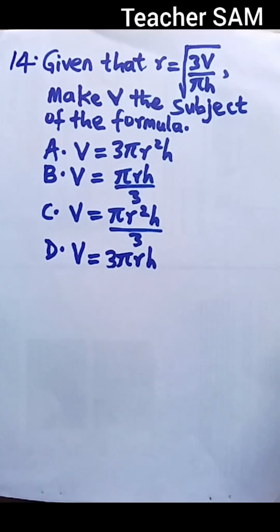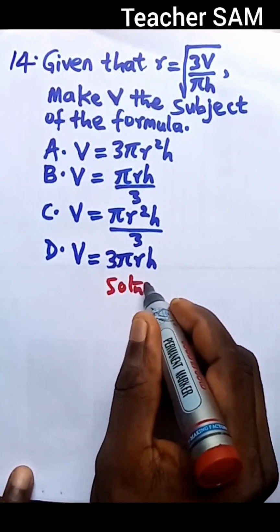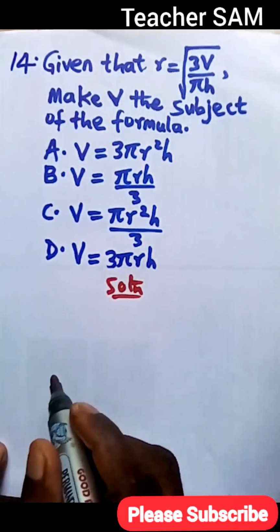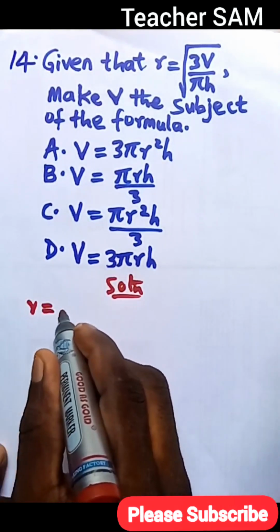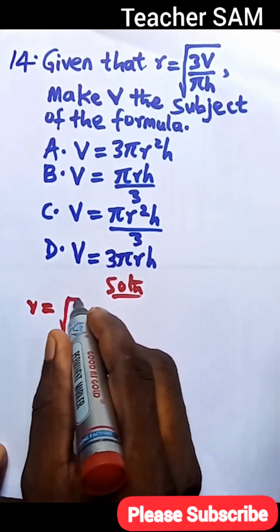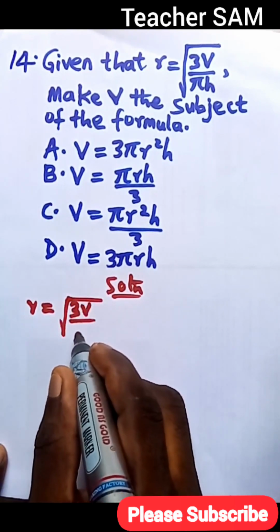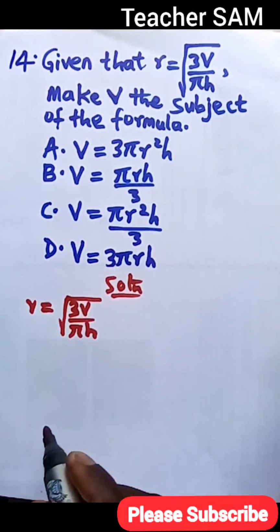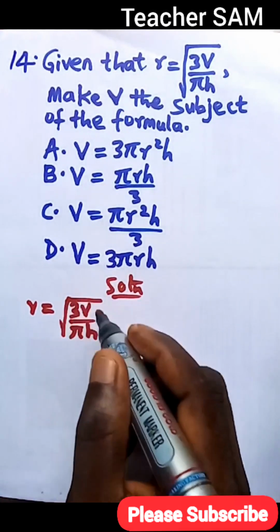Okay, let's solve that. Solution. I'm going to be as fast as we can so that we can solve more questions. So I'm just going to copy this quickly. We have r is equal to the square root of 3v all over pi h. So the first thing I'm going to do here is to remove this square root.